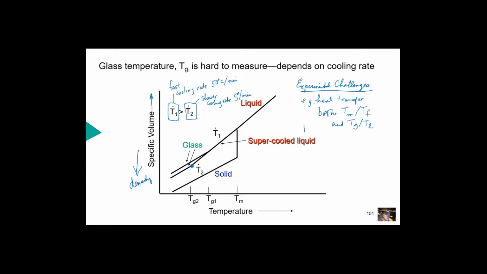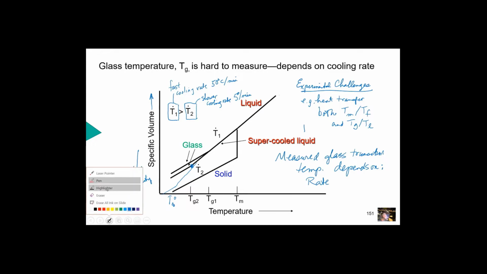So if I give it a lot of time, there's a thing called TG0 here, might be almost a really slow cooling rate. I might even get down to that. So your measured glass transition temperature depends on rate. Okay, in addition to the experimental problems that we could have either way, you could actually have a thing that's depending on rate. And there are a number of ways to think about this.